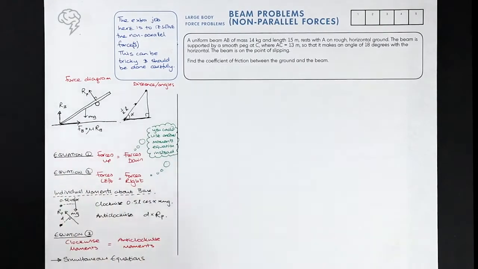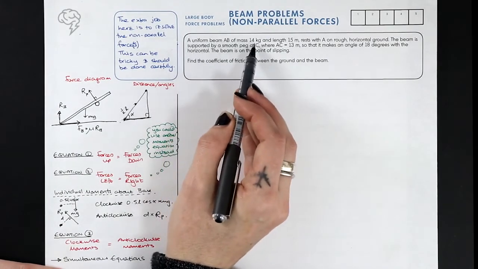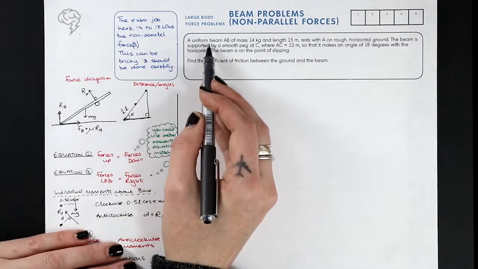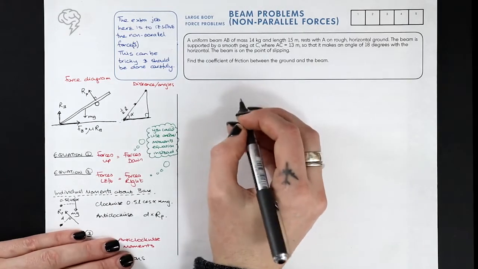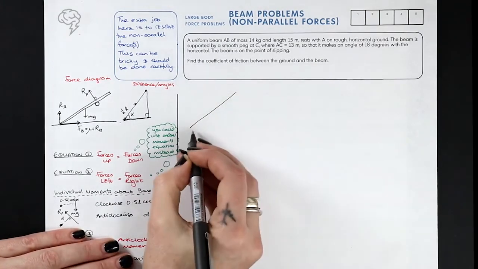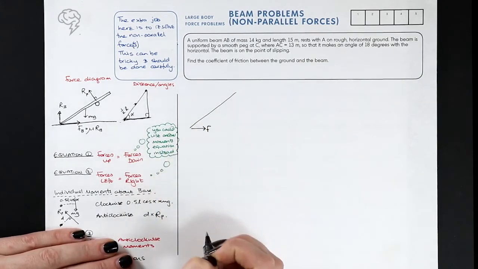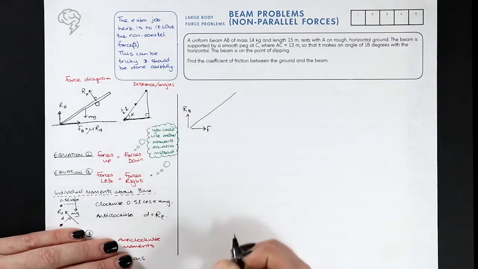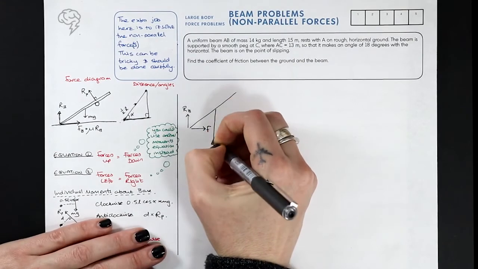Okay, so everything is the same as before. Let's go through this example. Uniform beam, mass 14g, uniform, so we know that the weight is being modelled as coming from the centre. There's the length, it's got A, it's on rough horizontal ground. So here is my diagram. Rough horizontal ground means we have friction parallel to the surface, and we have a reaction, of course, at the base.